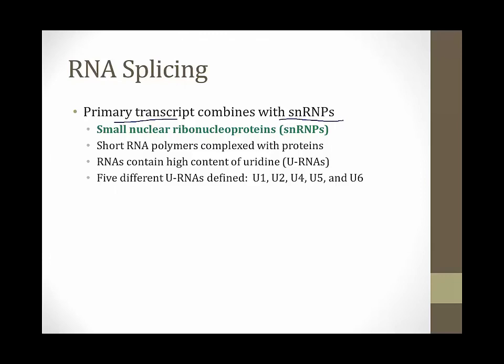undergo RNA splicing. snRNPs are small nuclear ribonucleoproteins. They are short RNA polymers complexed with proteins, so they're a mixture of RNA and proteins. And the RNA in these snRNPs has a high content of uridine, so they're sometimes referred to as uRNAs. You will read in your textbook that snRNPs have lots of uRNA. And there are 5 different subtypes of uRNAs that have been identified: U1, U2, U4, U5, and U6.